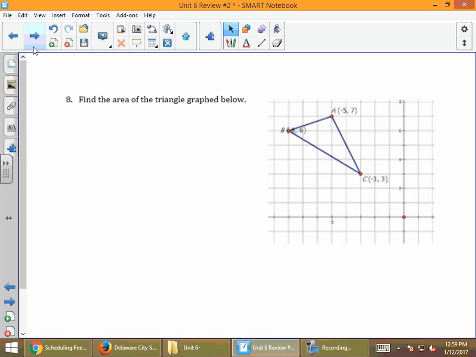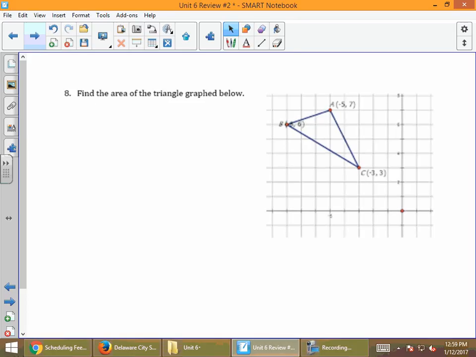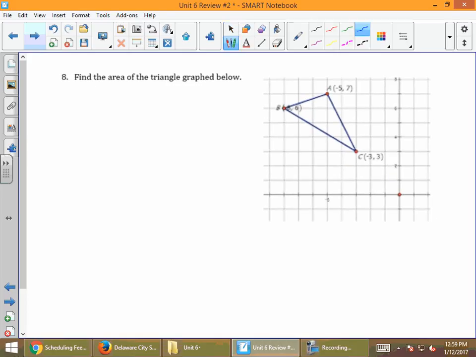We want to find the area of this triangle graph below. Whenever you're trying to find the area of a triangle and the lines are not nice, neat, and straight, you're not using the Pythagorean theorem. It's super tempting to use it, but you're going to use that on something else.